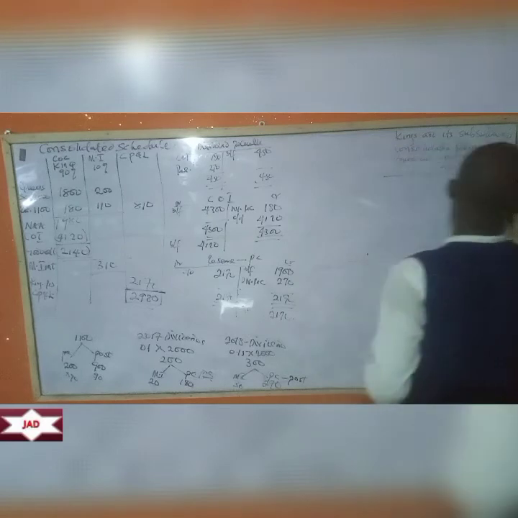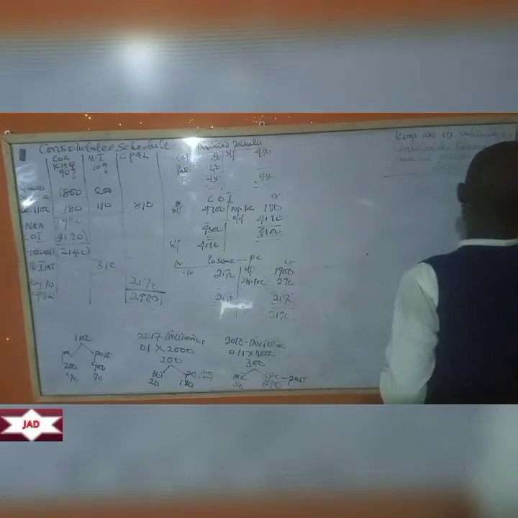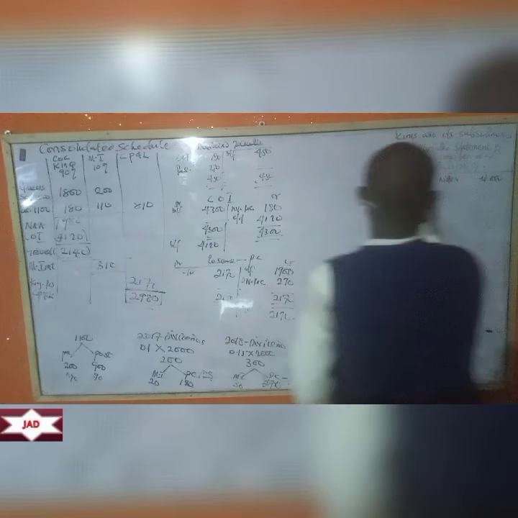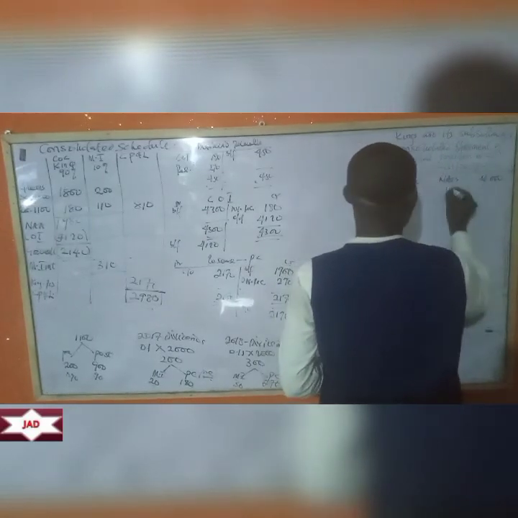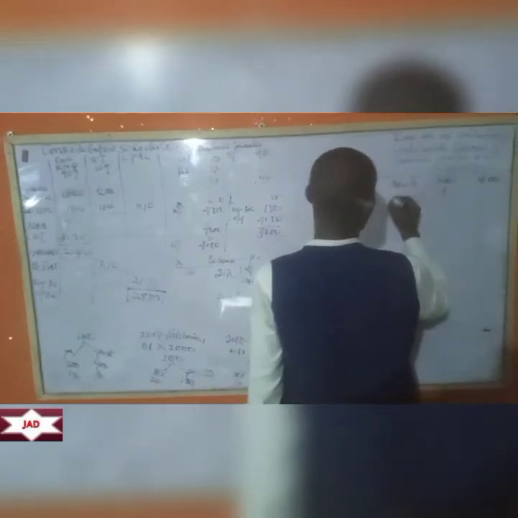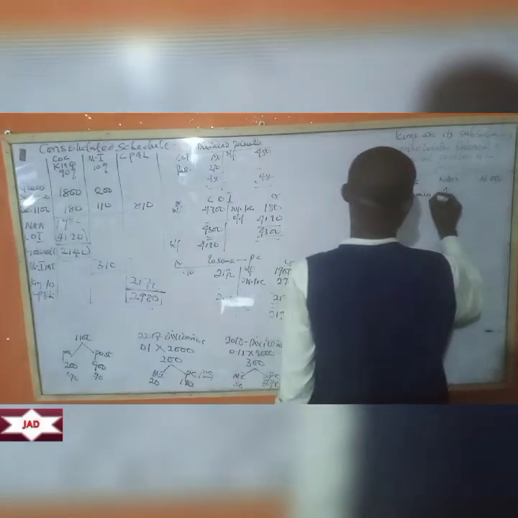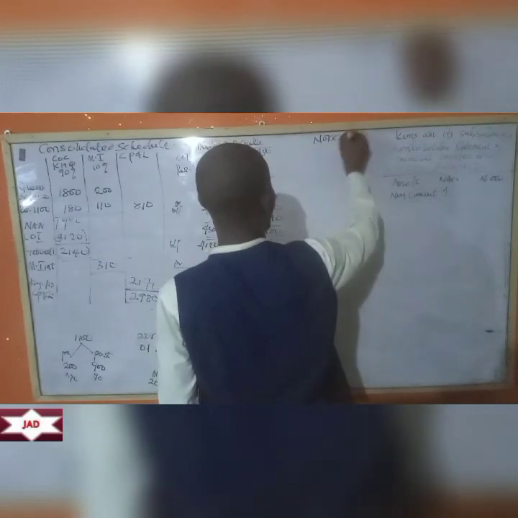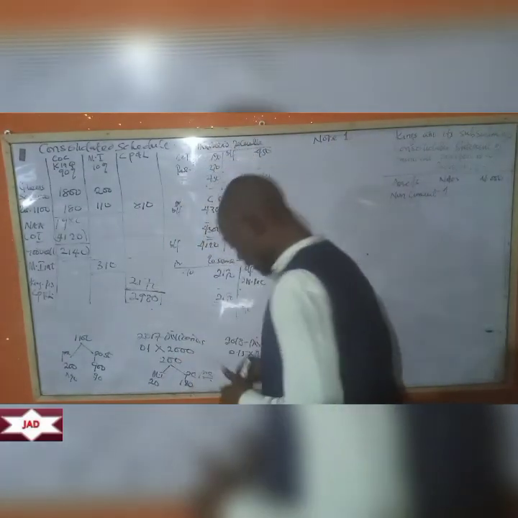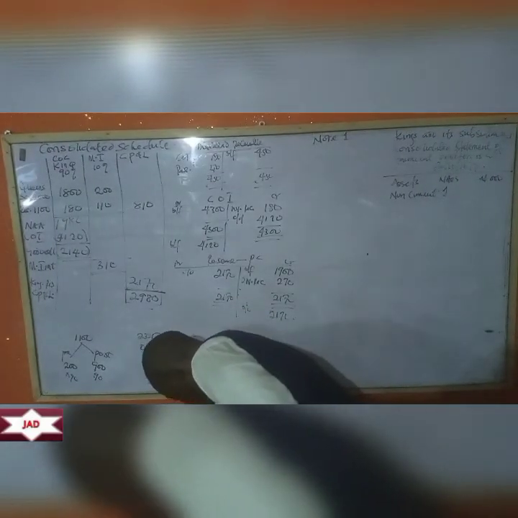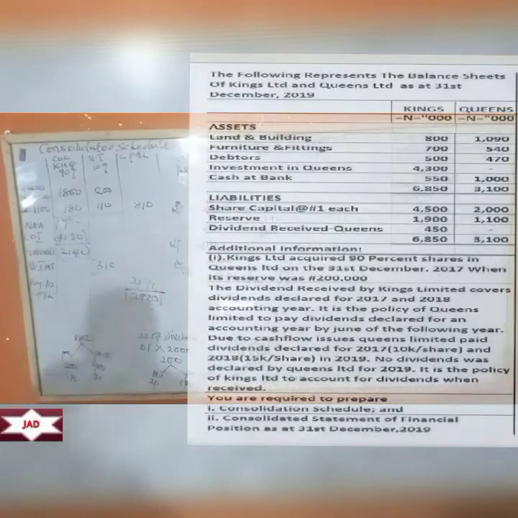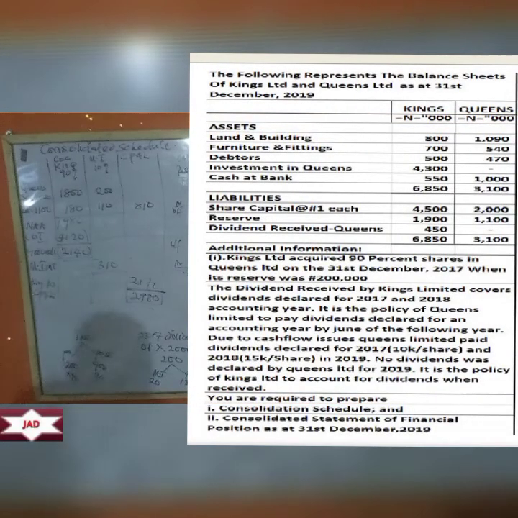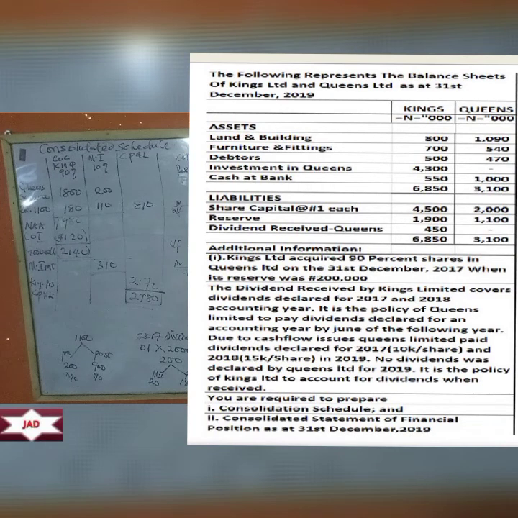So we go. These are our notes. These are assets, right? So let's say note one. That will be non-current. So let's put our note one here. What are the non-current asset items? We have land and building and furniture and fittings.